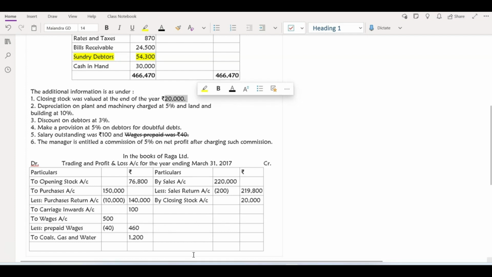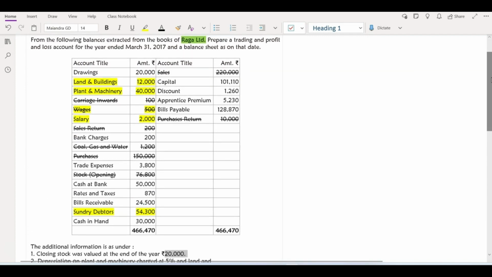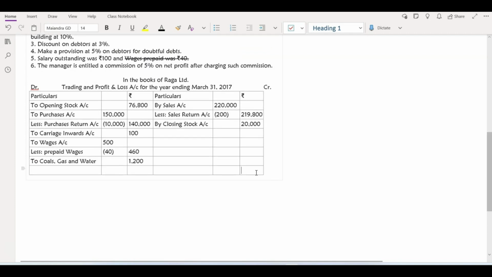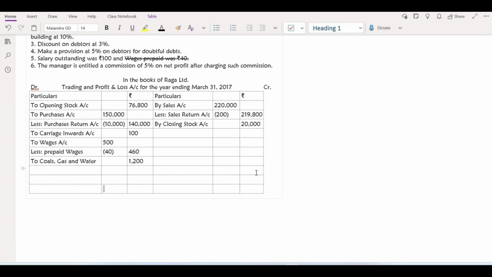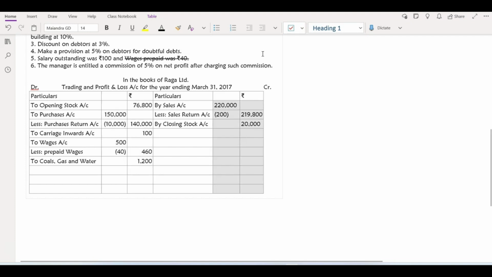All right, now all of the items related, just let's see. I don't think that there will be any other item. No, there is no other item. So I have to do the balancing of this trading account and calculate whether we have a gross profit or gross loss. So let's do the total here.